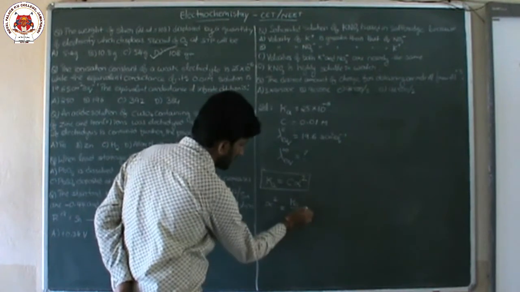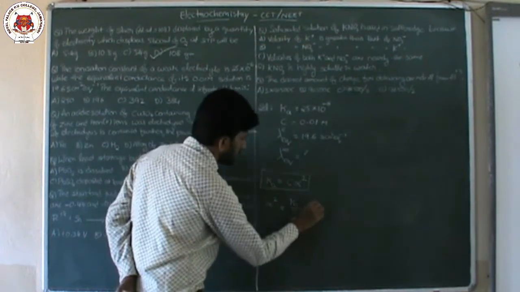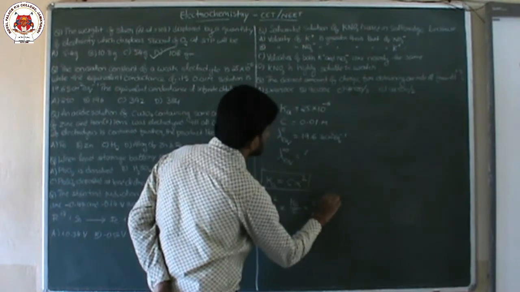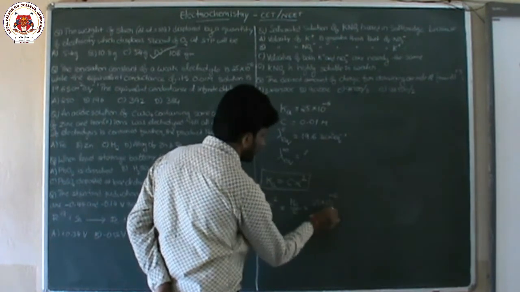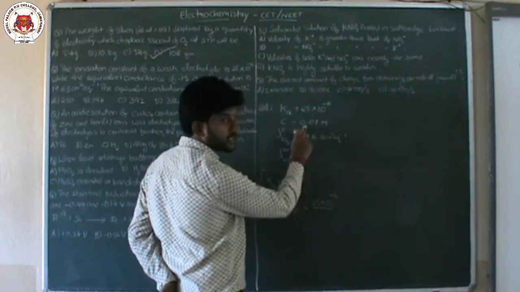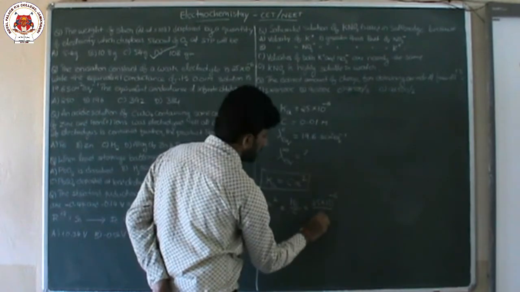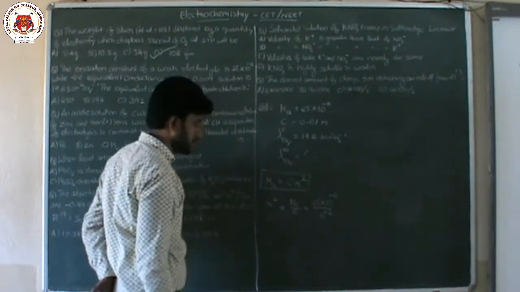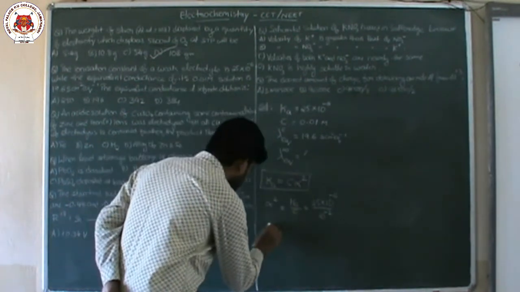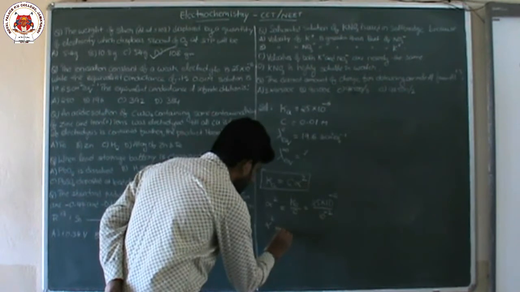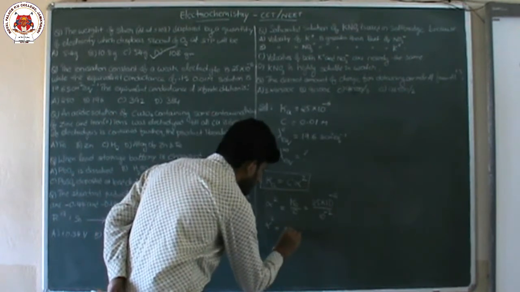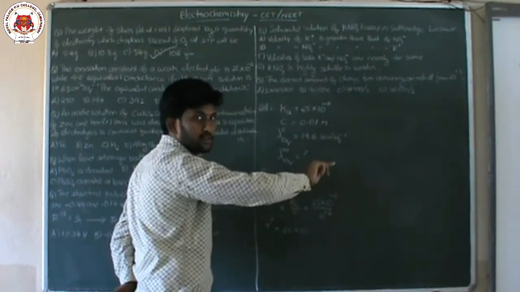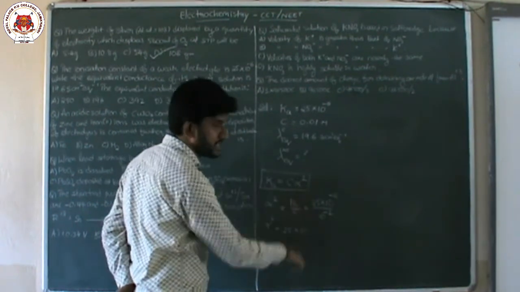What is Ka? Ka is given as 25 into 10 raised to minus 6, divided by C, the concentration, which is 0.01. 0.01 means I can write 10 power minus 2, yes. Next, alpha square is equal to 25 into 10 raised to minus 2, numerator plus 2, so minus 6 plus 2 minus 2.